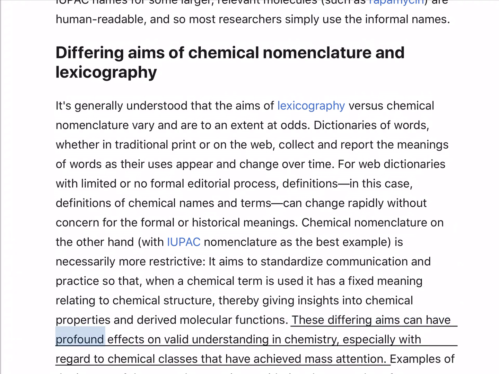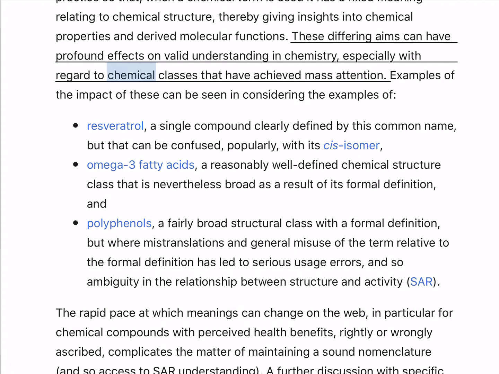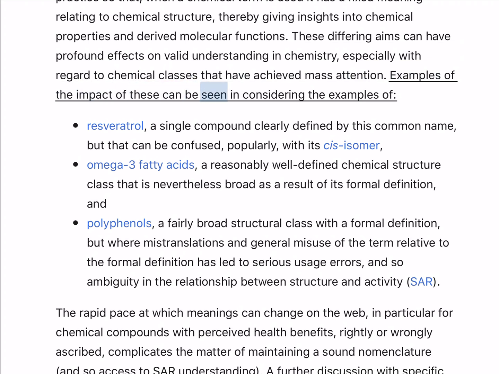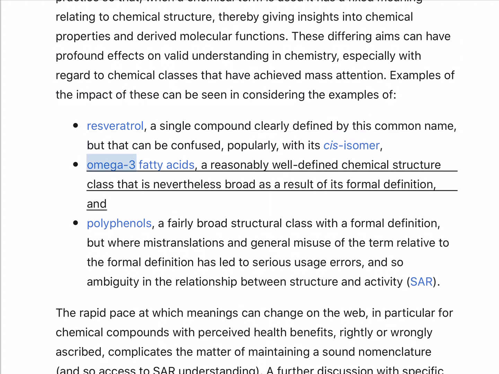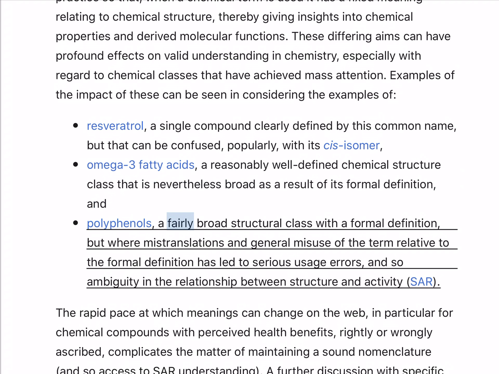These differing aims can have profound effects on valid understanding in chemistry, especially with regard to chemical classes that have achieved mass attention. Examples of the impact of these can be seen in considering the examples of resveratrol, a single compound clearly defined by this common name, but that can be confused, popularly, with its cis isomer; omega-3 fatty acids, a reasonably well-defined chemical structure class that is nevertheless broad as a result of its formal definition; and polyphenols, a fairly broad structural class with a formal definition.